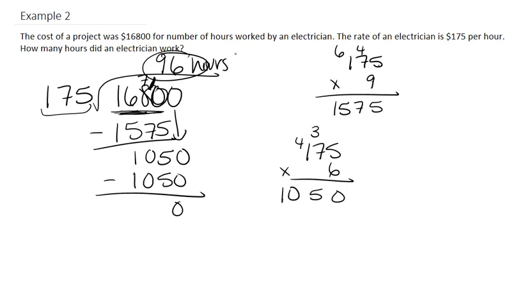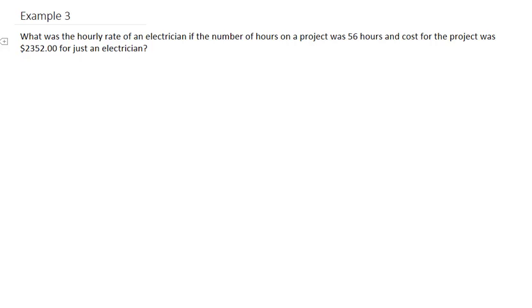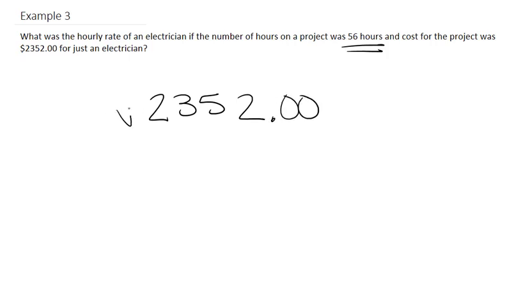Now let's look at another example. Example 3. What was the hourly rate of an electrician if the number of hours on a project was 56 hours and the cost of the project was $2,352 for just an electrician? So we have 56 as our second number, and we're going to place that in front. Then we have this 2,352, and we're looking to see how many times it can go into it. So 56 can't go into 2 or 23, as 23 is still smaller than 56. But 56 can go into 235. So let's go ahead and do that.